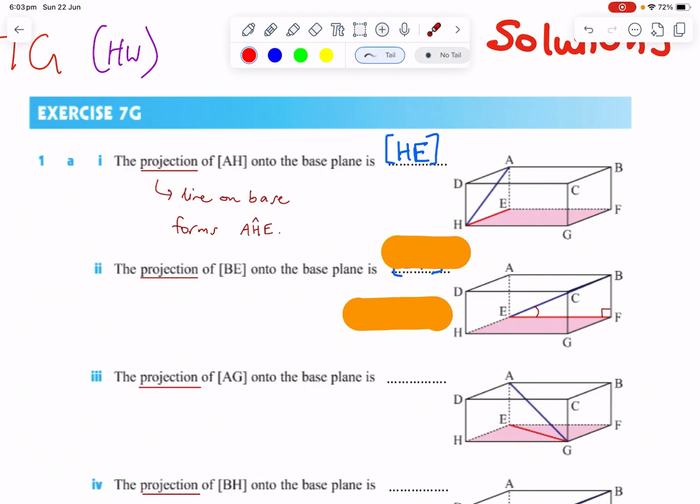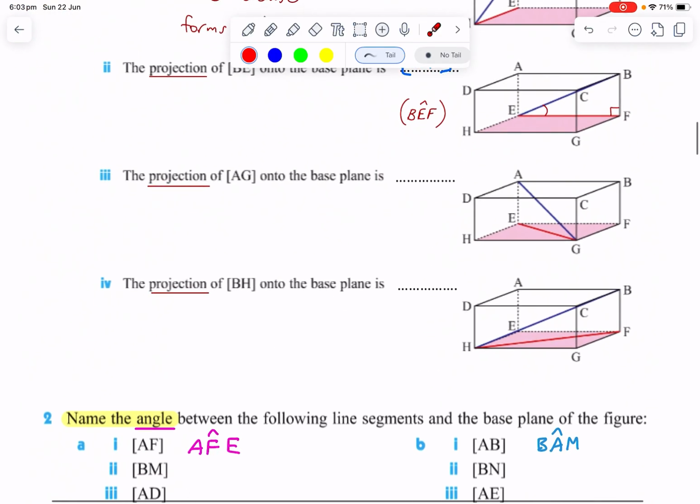The projection of BE. There's BE, and again, remember, if it's hard to see the projection and the angle, then you can always drop that vertical line down, make your right angled triangle, and then you can see that the projection, or the line on the base, is EF. And of course the angle, which they'll also be asking you for because we're going to do some trig, is BEF. You'll be fine with the rest yourself.